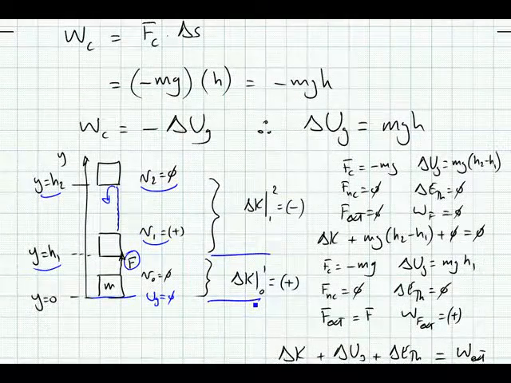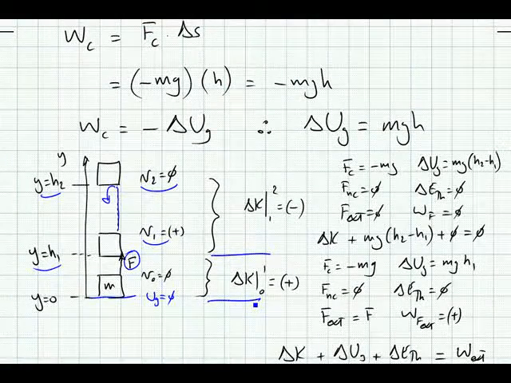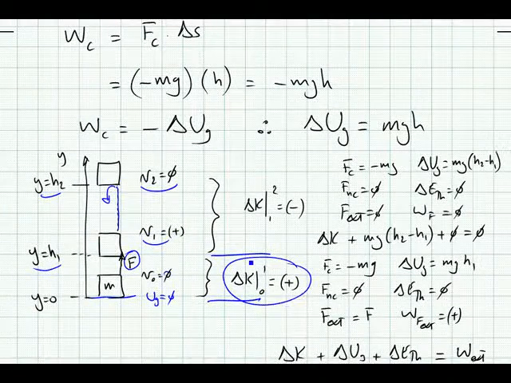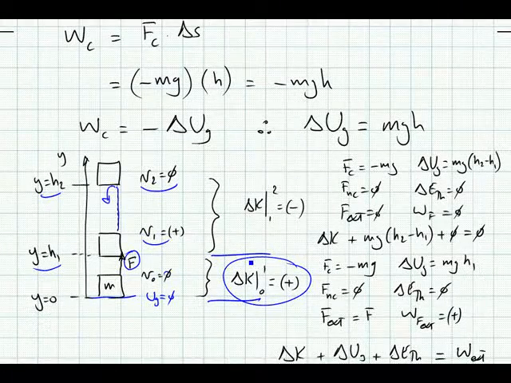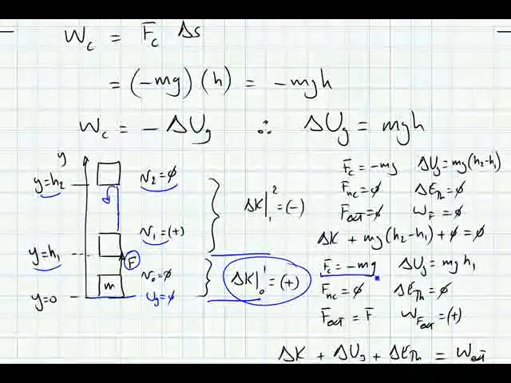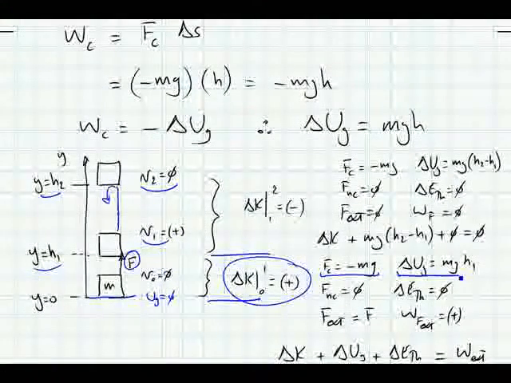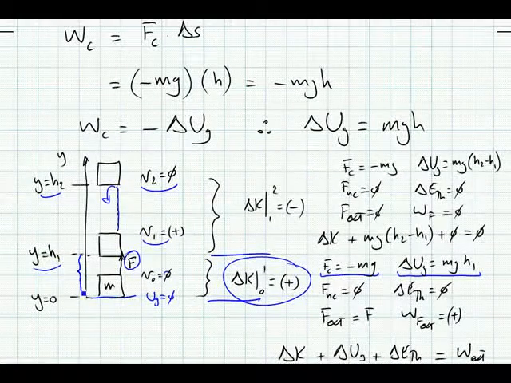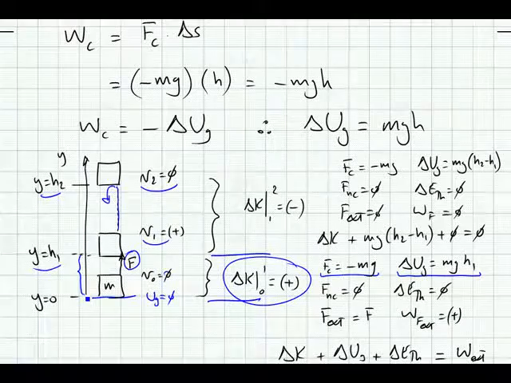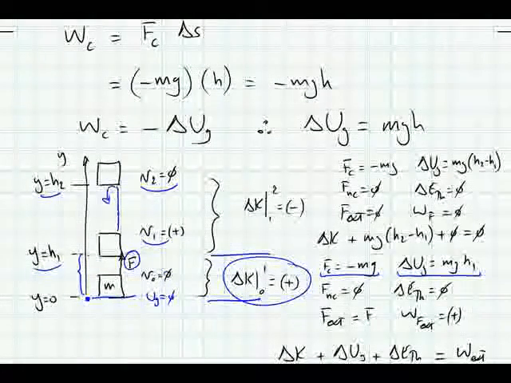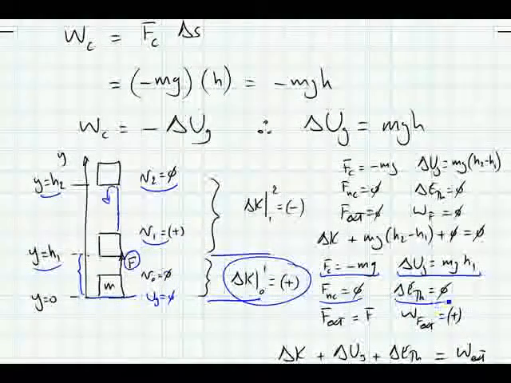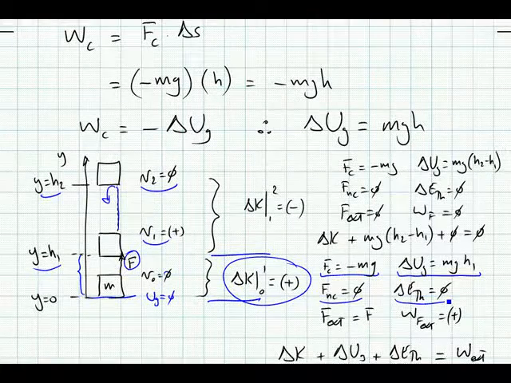Delta K going from 0 to 1. Well, we start at 0 velocity, and velocity becomes a positive number, v1. So our delta K going from 0 to 1 is a positive number. The work done by conservative forces is negative, which means that the change in gravitational potential energy is positive, mgh1, where h1 is our change in height, the vertical displacement of the object. Non-conservative forces, once again, are non-existent, therefore the change in thermal energy is 0.